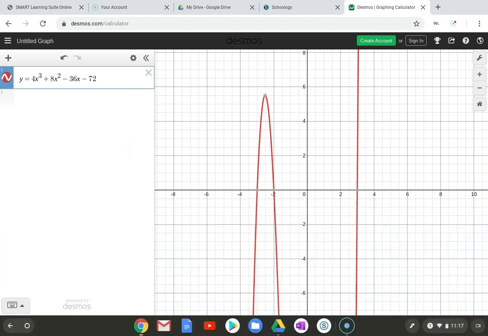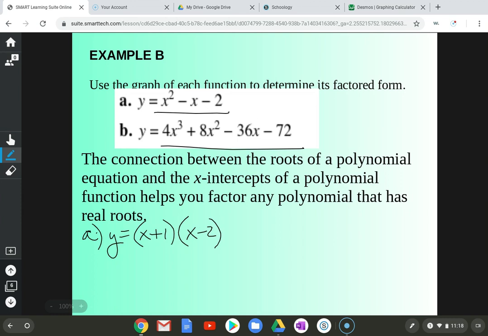All right, well, we got it. Okay, so let's take a look at our intercepts. We have an x-intercept at (-3, 0), an x-intercept at (-2, 0), and an x-intercept at (3, 0). So from the intercepts, we can write the factors x plus 3, x plus 2, x minus 3. Now we're not done, but that's at least a start.